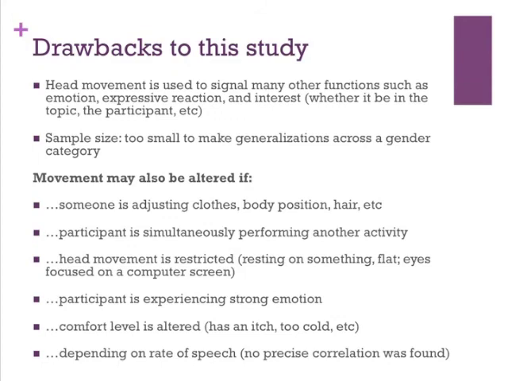The drawbacks to this study. Head movement is used to signal many other functions such as emotion, expressive reaction, and interest, whether it be in the topic, the participant, etc. Plus, the sample size is too small to make generalizations across an entire gender category. Movement may also be altered if someone is adjusting clothes, body position, hair, etc.